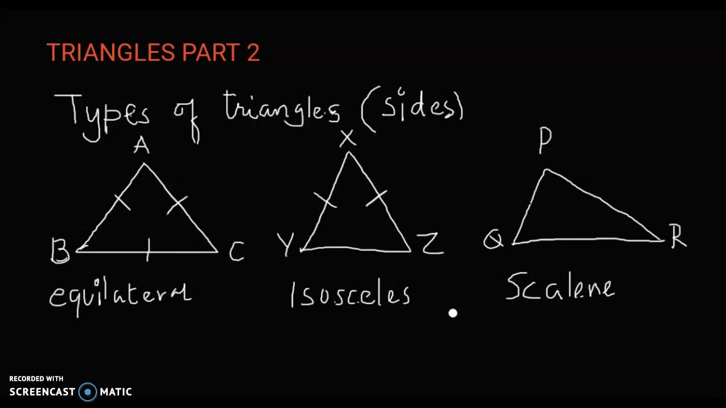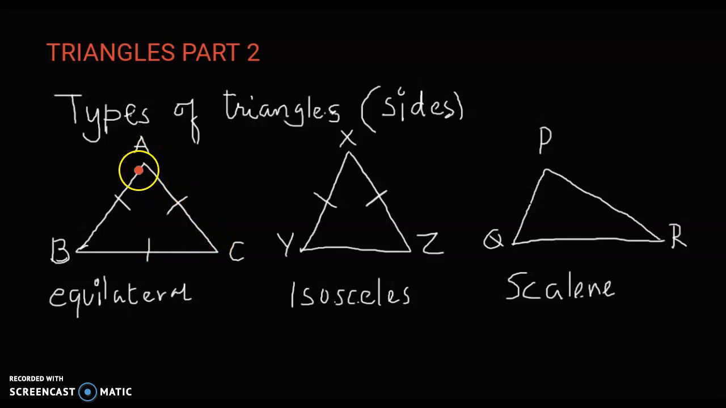Okay, triangles part 2. Now here we'll discuss types of triangles, but we will take sides. According to sides, these are the three types of triangles. The first one is equilateral. Equilateral is where all the sides are equal.